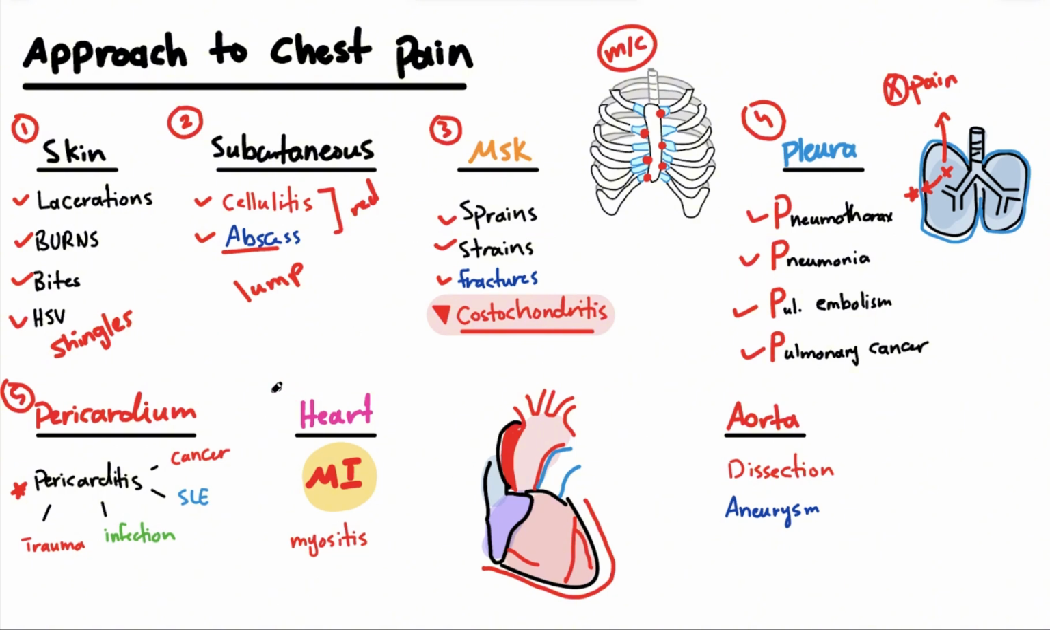Then we check for the heart. We checked the pericardium, now we look at the heart. When you look at the heart, the most important thing that you want to look for is myocardial infarction or acute coronary syndrome. But sometimes it could be an infection leading to myositis. In rare cases, the patients may have aortic dissection or aneurysm, but in this situation, it's kind of obvious because the pain due to aortic dissection is so severe that the whole hospital is going to hear this patient screaming.